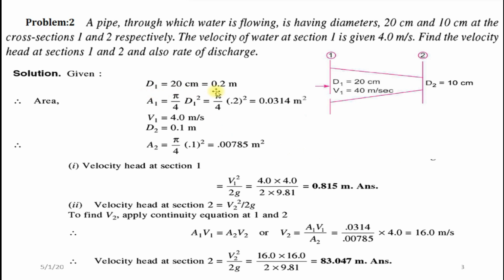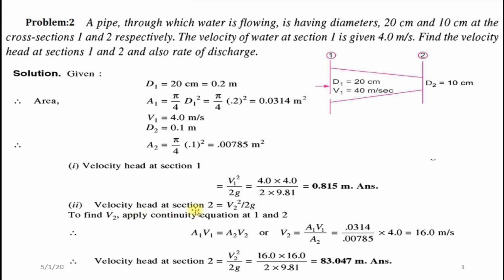So diameter is given. Area you can find out, cross sectional area pi d square by 4. At section 1 and 2 diameters are given, so find out area 1 and 2. Area 1 is pi d1 square by 4, that is 0.0314 meter square. D2 is 0.1 meter, A2 you find out 0.00785 meter square. So with this we can find out velocity head at section 1, because in order to find velocity head we only need velocity. Gravity value is 9.81, it is a universal value. Acceleration due to gravity is 9.81, and v1 square by 2g value is 0.815 meter.